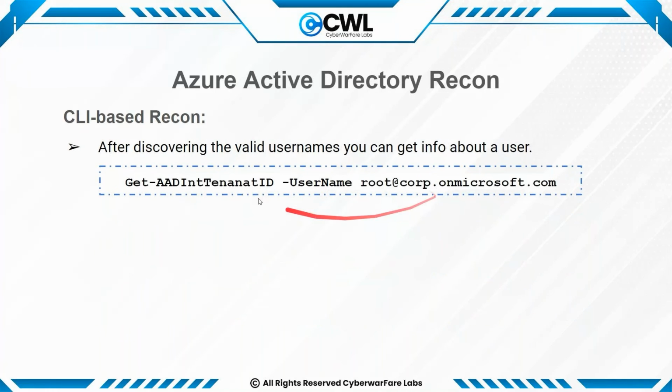So this is the last command in the process. We can use this command to retrieve the Azure AD tenant ID associated with a specific user. This command is useful for administrative tasks or to gather unauthenticated access to the particular Azure AD user.